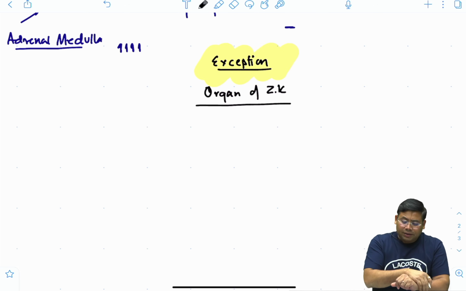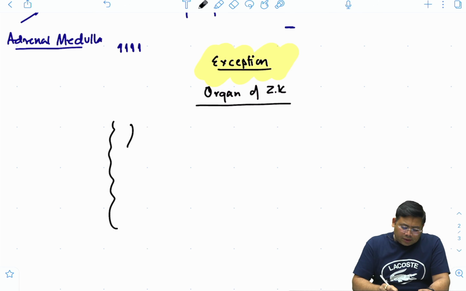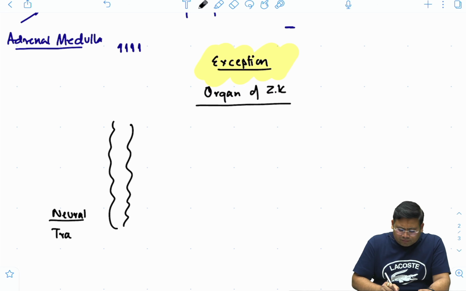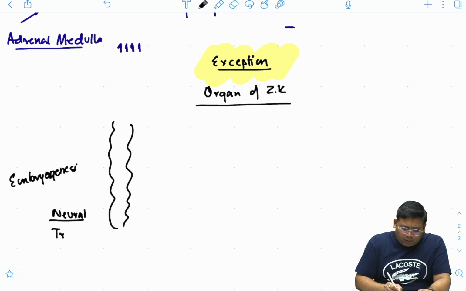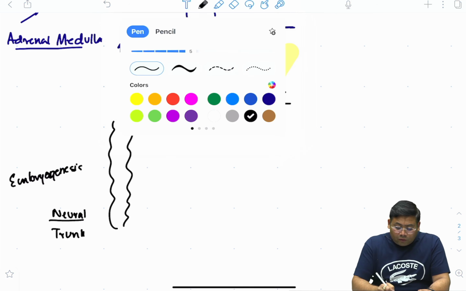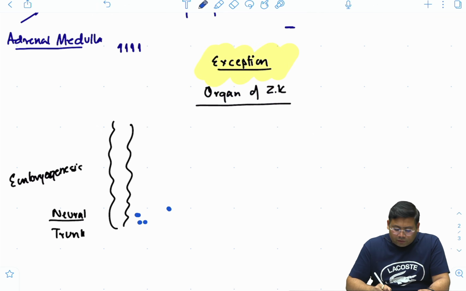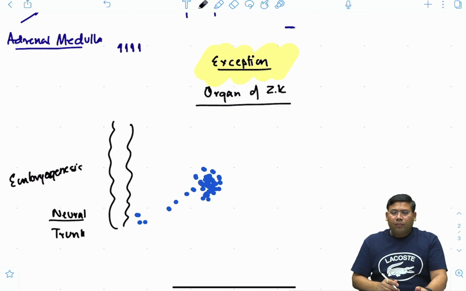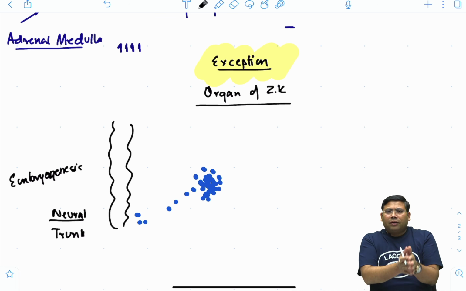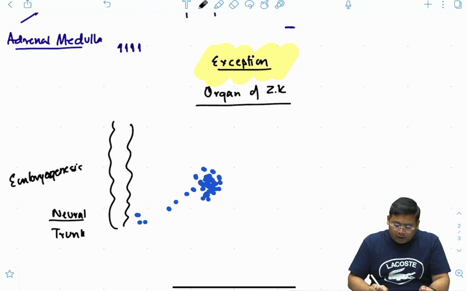Let us go to the embryogenesis. You see that this is the primitive neural trunk from which things started to arise. When we are talking about this classical neural trunk, there were a lot of cells which were migrating and getting collected to form something known as the adrenal medulla. So the tissue started to migrate from this neural trunk to form the adrenal medulla.